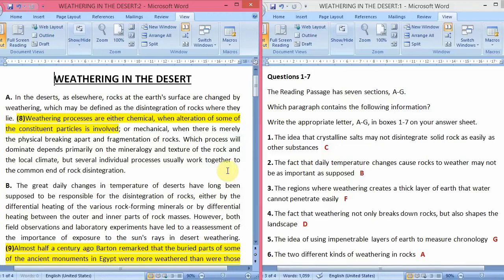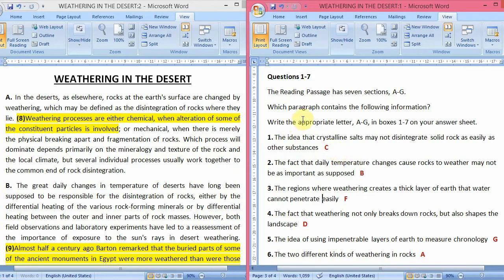Hello, everybody. So, today we are going to do a reading passage. The title of this passage is Weathering in the Desert. We have a total of 13 questions, and let's start with the first 7 questions. The first 7 questions are: which paragraph contains the following information?